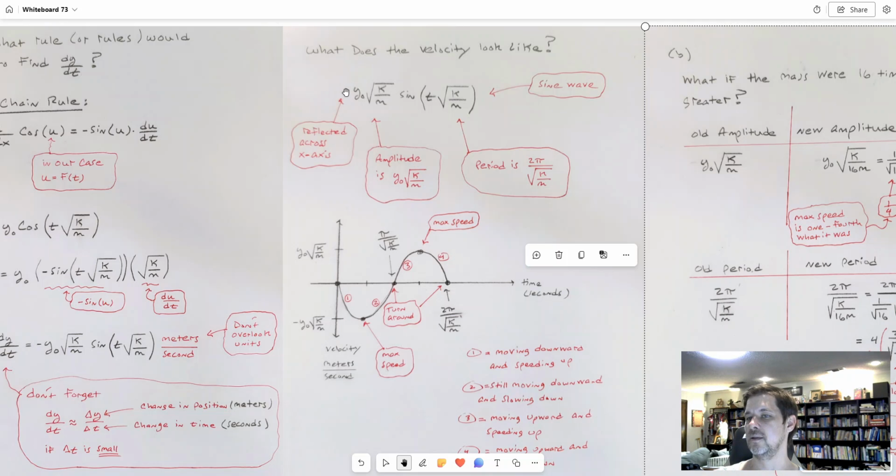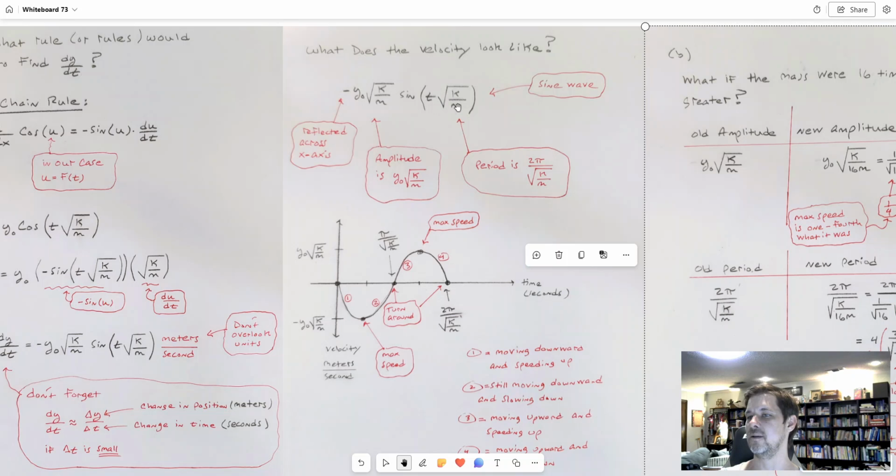So this negative means I have a sine wave that's reflected across the x-axis. This coefficient, y naught root k over m, is the amplitude of the sine wave, meaning its maximum and minimum values on the vertical axis. This constant here, the coefficient of the variable, influences the period. Every sine wave has a natural period after which it completes itself again and again. Normally on a sine wave, that period is 2 pi for one up and down oscillation. After 2 pi, it repeats itself, and after another 2 pi, it repeats itself. That's the normal period of a sine wave.